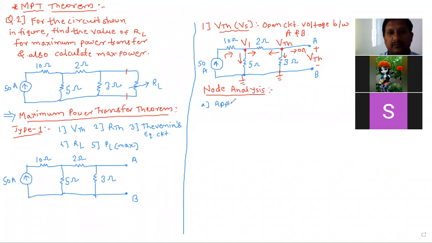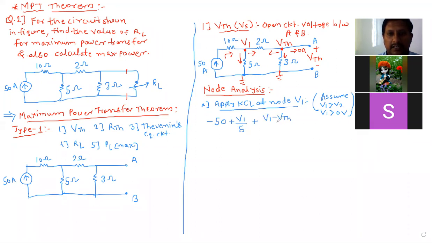Apply KCL at node V1. So assume V1 is greater than V2 and V1 is greater than 0 volt. Only for two branches you have to assume, because the third branch is current itself. So minus 50, that is already current. Next plus V1 divided by 5. Next plus V1 minus VTH divided by 2 ohm is equal to 0.